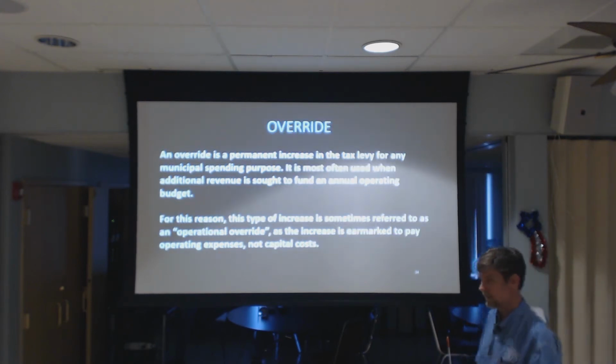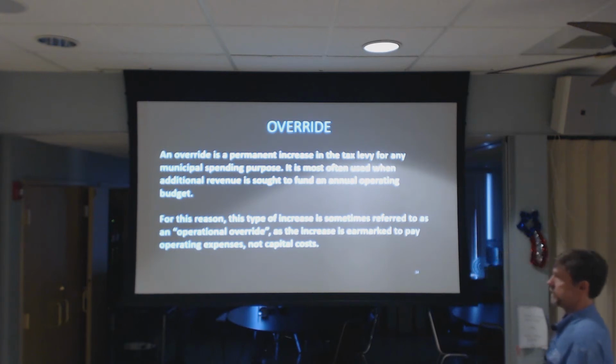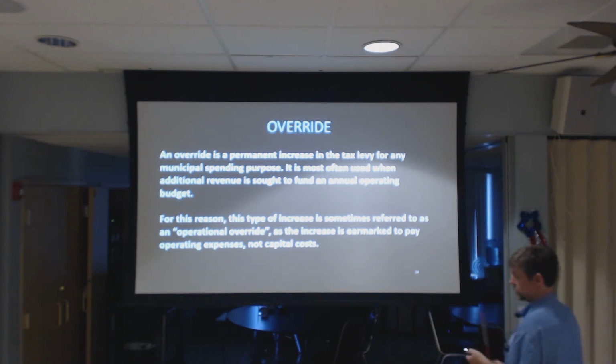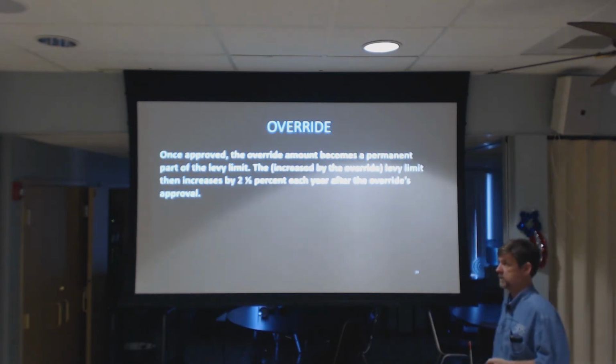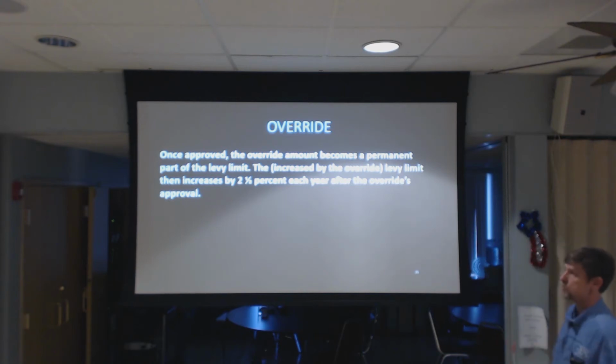So that brings us to the last type of override, which is a permanent increase in the tax levy. This is sometimes referred to as an operational override because generally it's used for operating expenses. And once approved, the override amount becomes a permanent part of the levy limit. The new increased levy limit then increases by 2.5% per year.